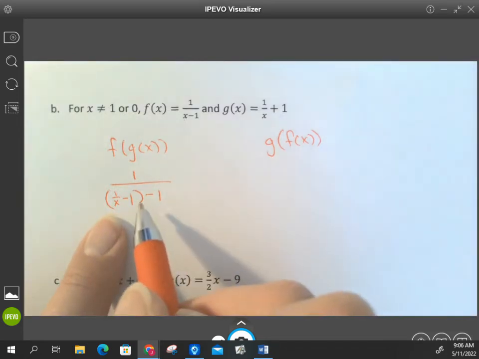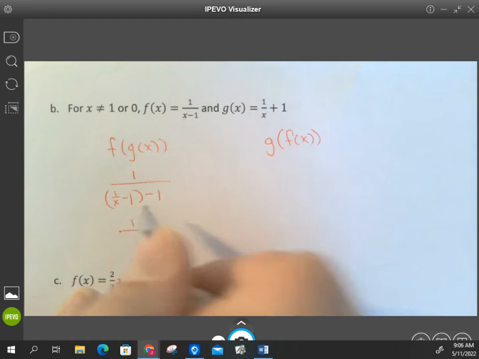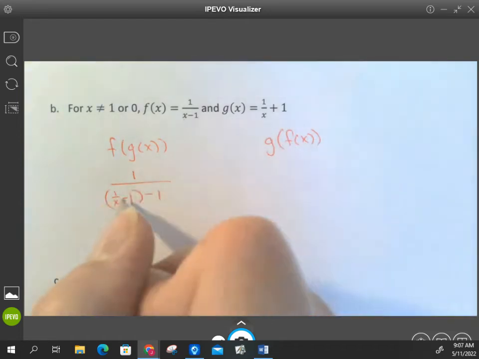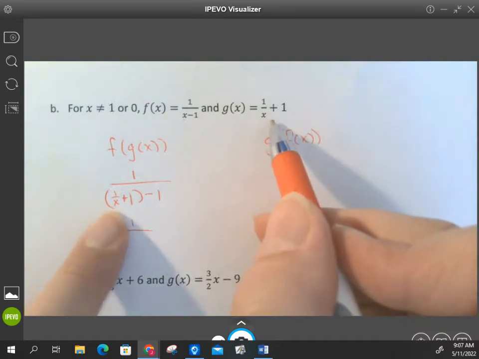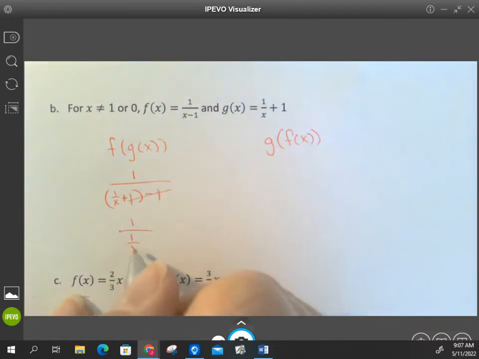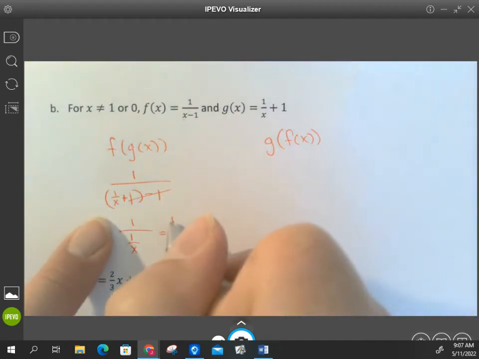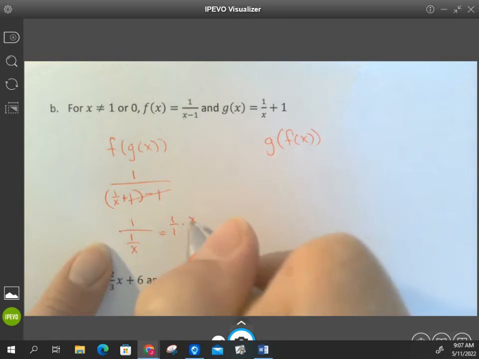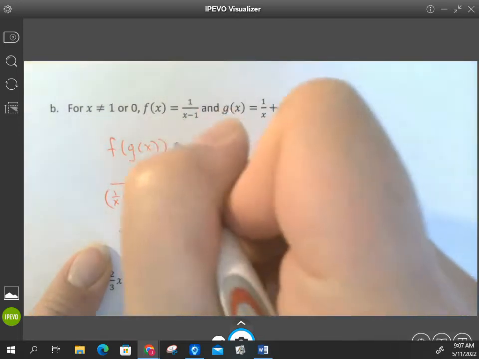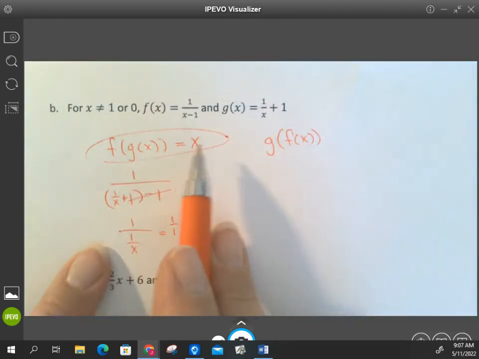I don't need these parentheses here. There's nothing to distribute. So I really have 1 over these. This should be plus, shouldn't that be plus 1 in there? 1 over x plus 1. These ones are going to cancel, and I'm left with 1 over x. Now, hold on a minute. You can't leave a fraction in there, right? Don't we keep, change, and flip, or multiply by the reciprocal, and I get out x. Okay, it's looking good because these canceled out and I got x.